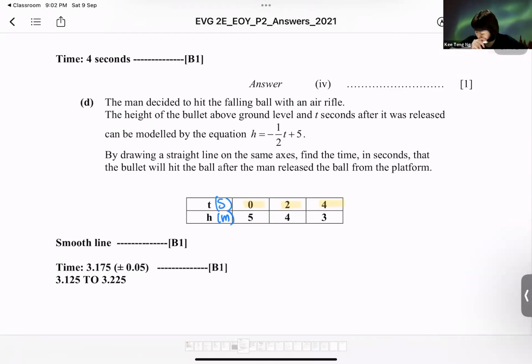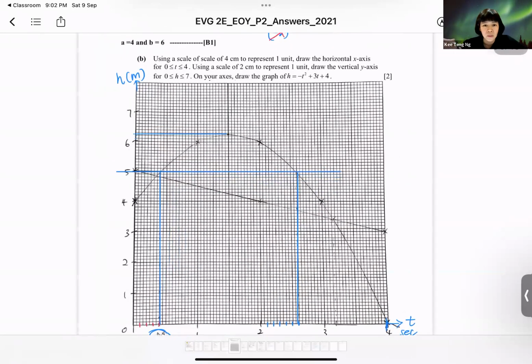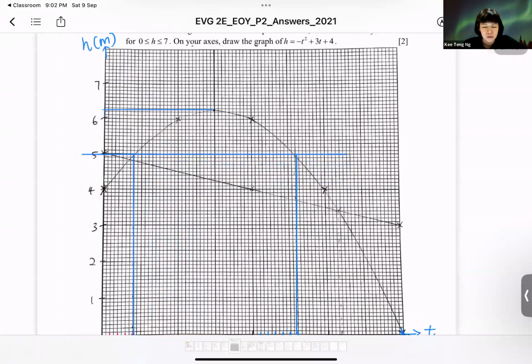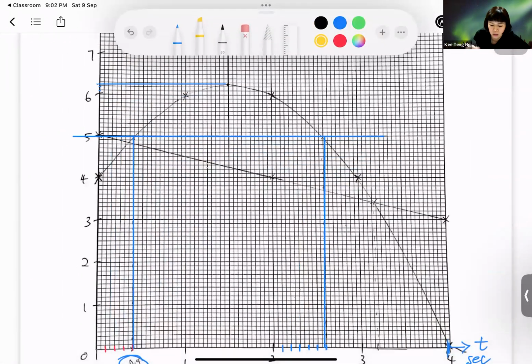So after you draw this straight line and label it, you'll find that, oh, it's not going up, it's going down. Because the man is standing at a platform, so it's going downwards. Okay, so this one is my line that has been drawn, the one over here.